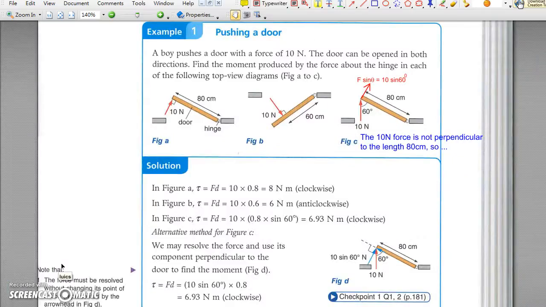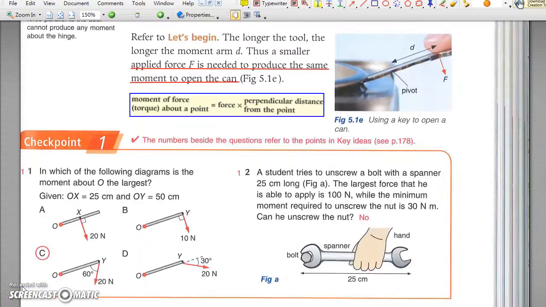Example 1. Pushing a door. Find the moment produced by the applied force in these cases. We have mentioned that a long lever may multiply the turning effect of an applied force. And now you may tell that moment is the product of force and distance. A longer tool may produce a larger moment to open the can. Try checkpoint 1 below.